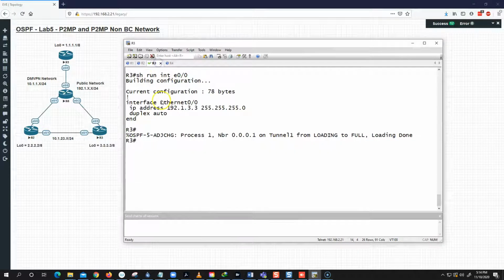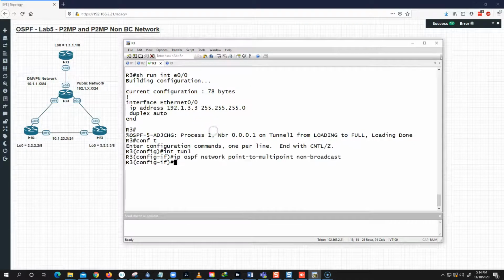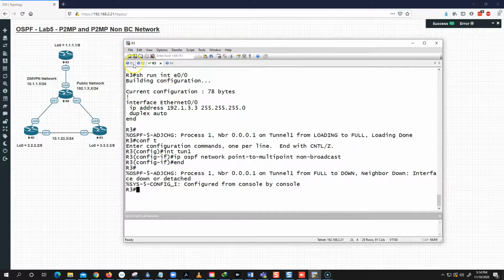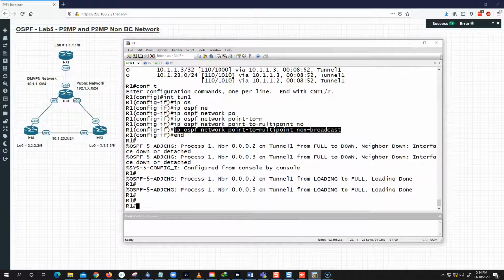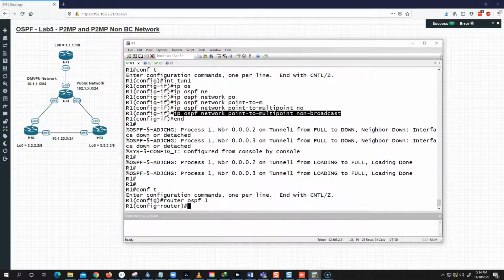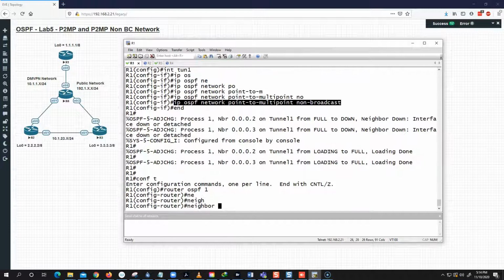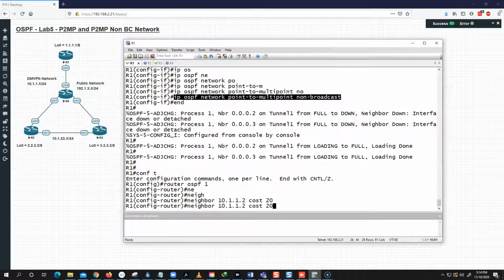The other thing we need to do here to bring our adjacency back is to define a neighbor. Right now there was a neighbor already, but we have to define it. So let's do router ospf 1, neighbor 10.1.1.2 with a cost of, let's say, 20, and a cost of 10 to 3.